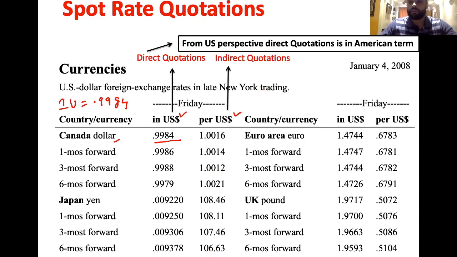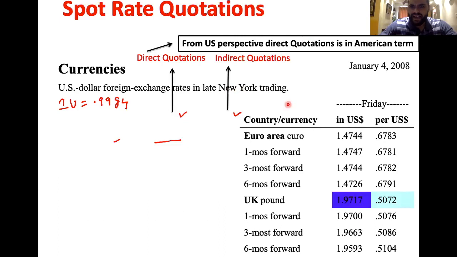Okay, so from US perspective, direct quotation is American terms. From European perspective, direct quotation is European terms. All right, remember, from US perspective, direct quotation is American terms. From European perspective, direct quotation is European terms. All right, so from your perspective, Vietnam dong is a direct quotation.